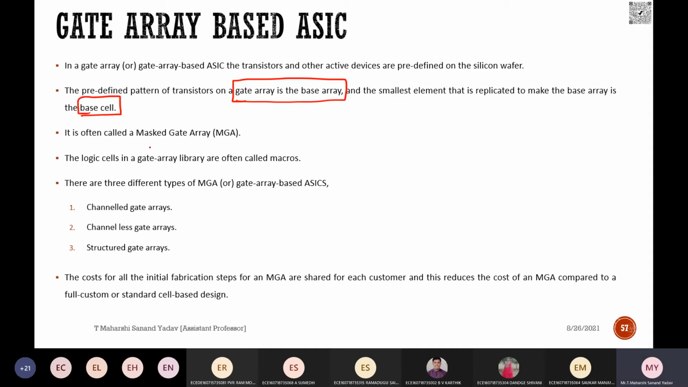Another name for gate array is MGA, which is nothing but masked gate array. Why? Because pre-designing of transistors is done directly on the silicon wafer. So here also a gate array library will be present, and the components present in it are called macros. So gate array is further classified into channeled, channelless, and structured.